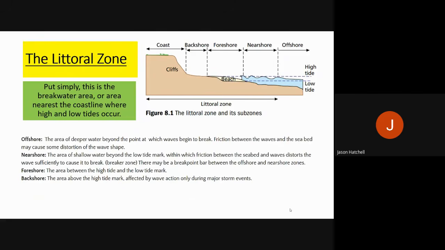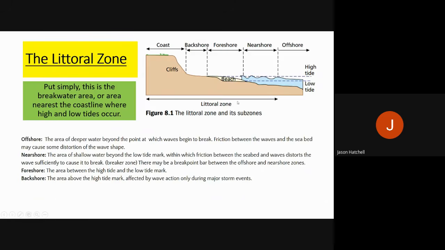So the first thing we looked at in coasts is the shoreline and what we call the littoral zone. Now the littoral zone is very simply the breakwater area. So this is where the waves come on shore. It's the nearest to the coastline where high and low tides happen. So there are four main sections, if you like, to the littoral zone. There's the offshore section. This is the furthest section of the littoral zone out to sea, and this is the deepest area where waves start to break.